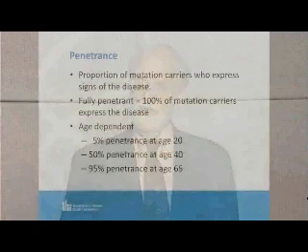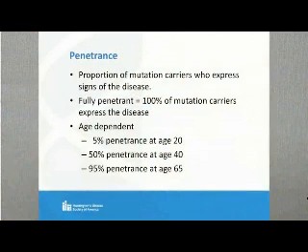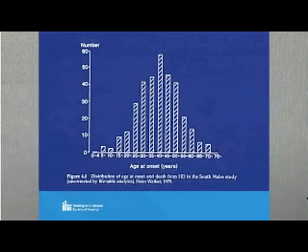In Huntington's disease, it's age dependent. That means there's often a delayed onset of expression of the disease, so that at age 20, about 5% of people who carry the mutation will show the disease, but by age 40, half the people, 50%, will already have shown signs of the disease, and by age 65, at least 95% of people carrying the mutation will show the disease. This is demonstrated in the graph on this next slide.